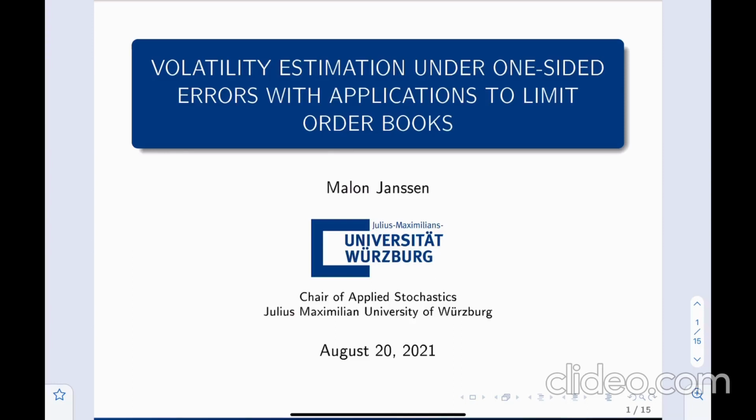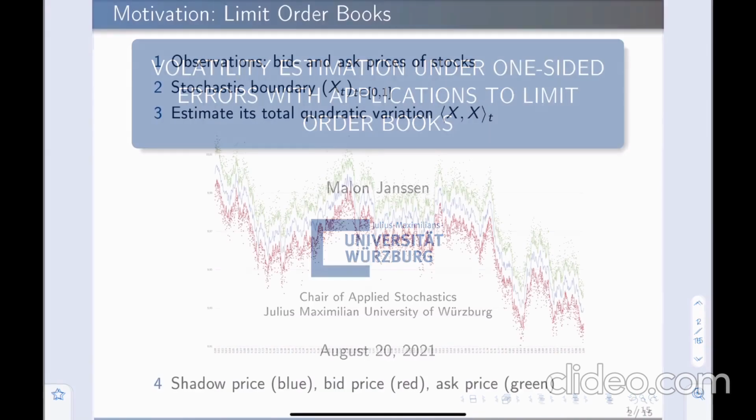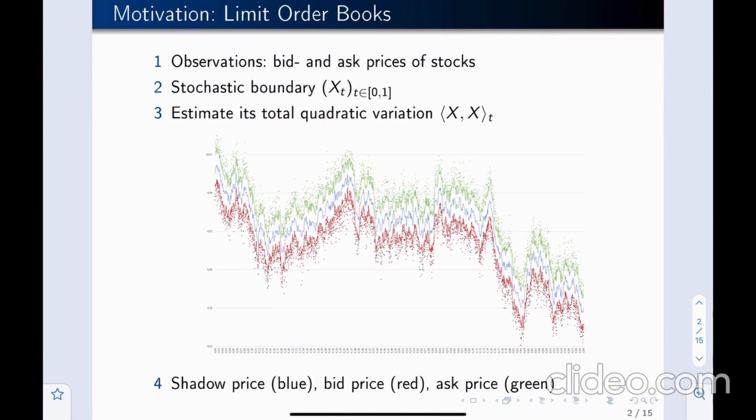Today I would like to present to you something about the topic of my PhD thesis, volatility estimation under one-sided errors with applications to limit order books. In the context of stock trading on a stock exchange, ask prices on the one hand and bid prices on the other hand can be observed. The bid price is the highest price someone is willing to pay for a stock, and the ask price is the lowest price a stockholder is willing to accept in order to sell the stock. In a non-arbitrage market, the ask price is always higher than the bid price. This leads to the so-called bid-ask spread.